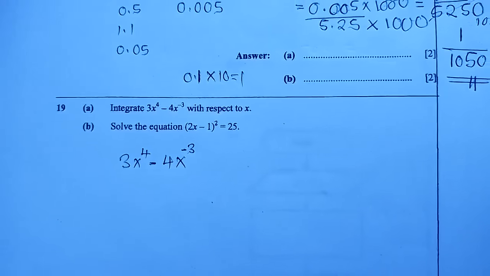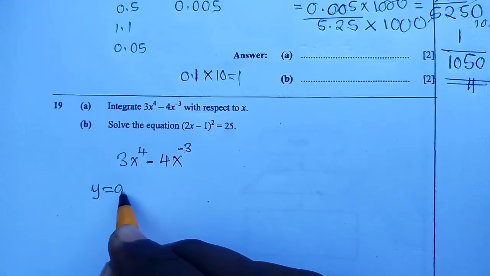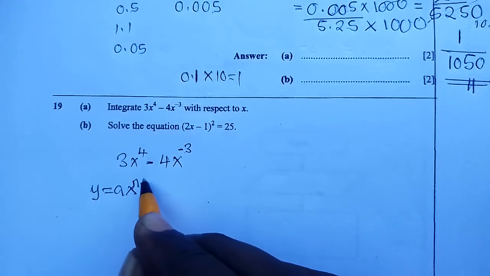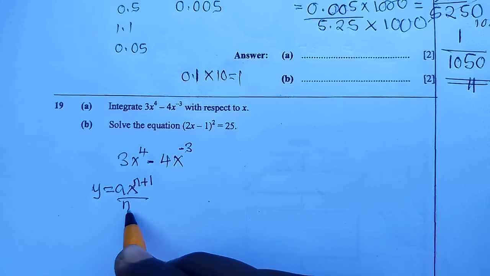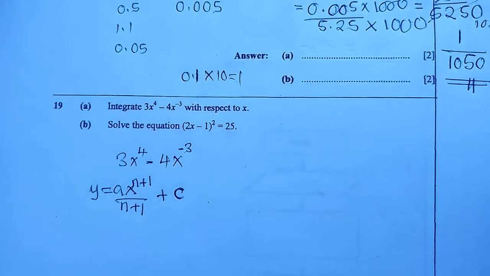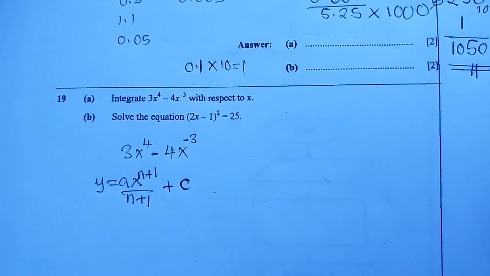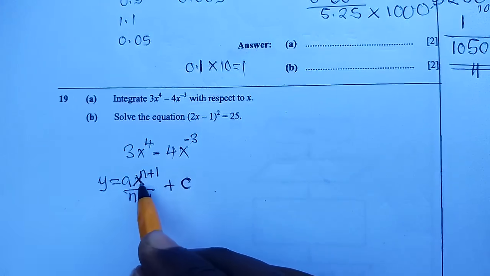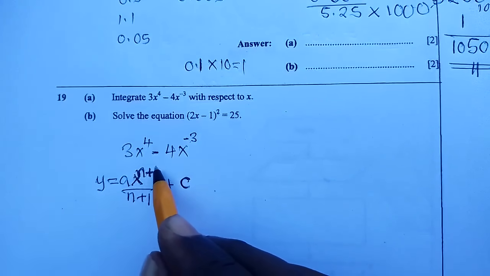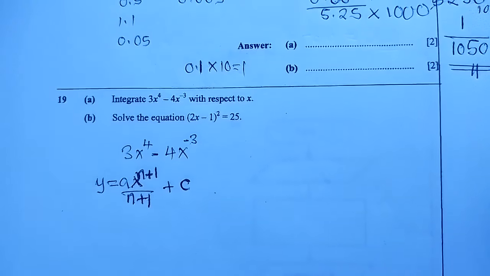The formula for integration is like this. This is equal to ax power n plus 1 over n plus 1, plus c. This is the formula we use whenever we want to integrate. This is the formula you are going to use when you want to integrate. Have you seen? Like this.